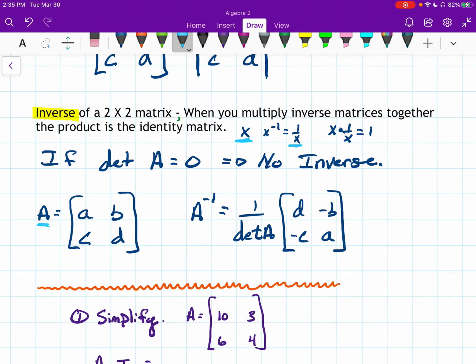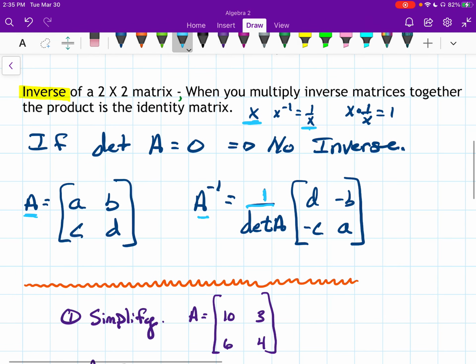So if we have matrix A here with A, B, C, D, A inverse is 1 over the determinant, right? So right there we should be able to see that the determinant can't be 0 because that would make the denominator 0. And that doesn't work. So that's why the determinant cannot be 0 if we're dealing with inverses, right? The determinant can sometimes actually be 0.